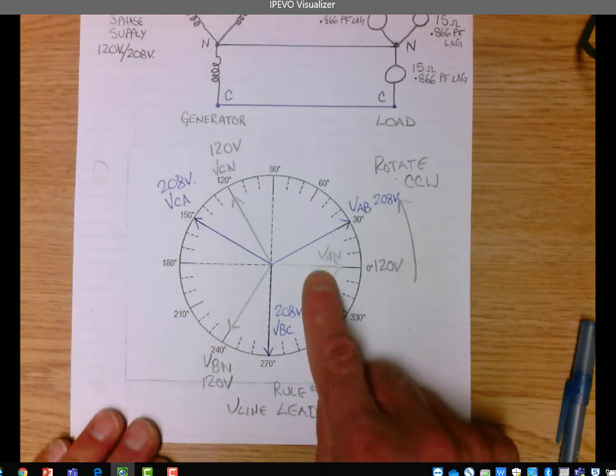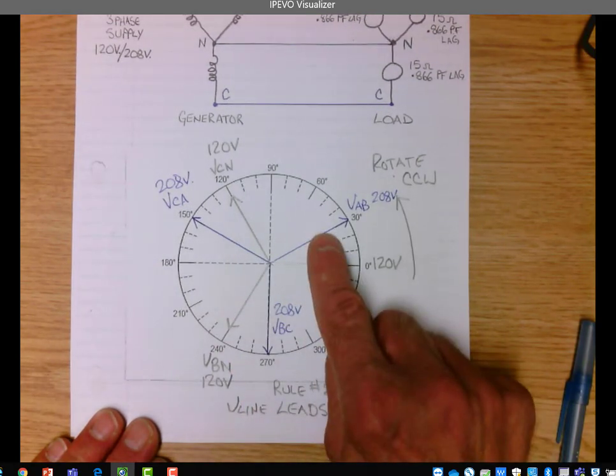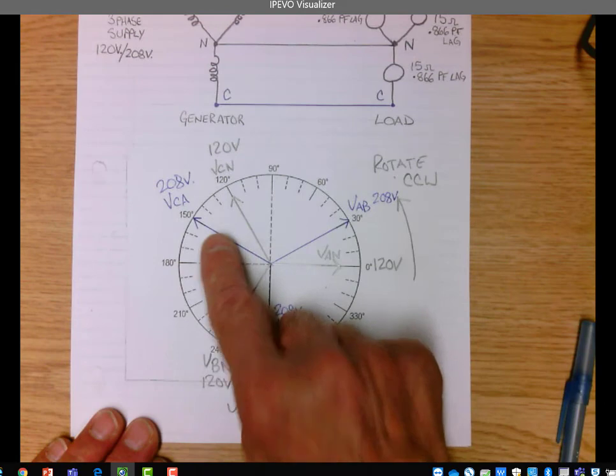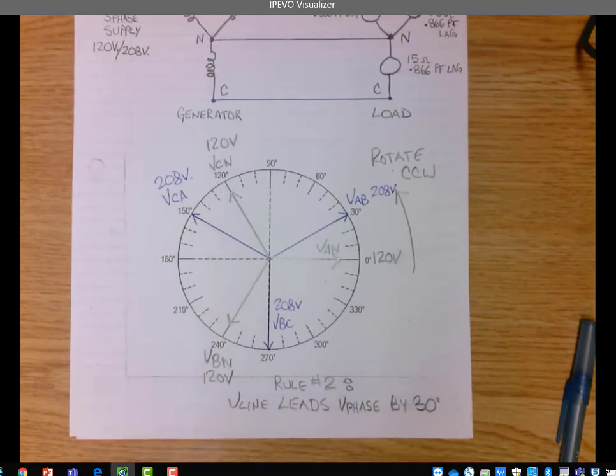The phase voltages are always in the same place. The line voltages always lead those phase voltages by 30 degrees. For every system, balanced, unbalanced, that's where the voltages always go.